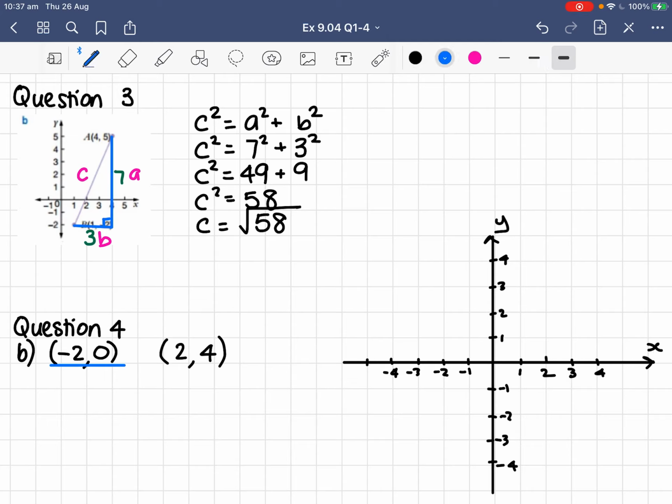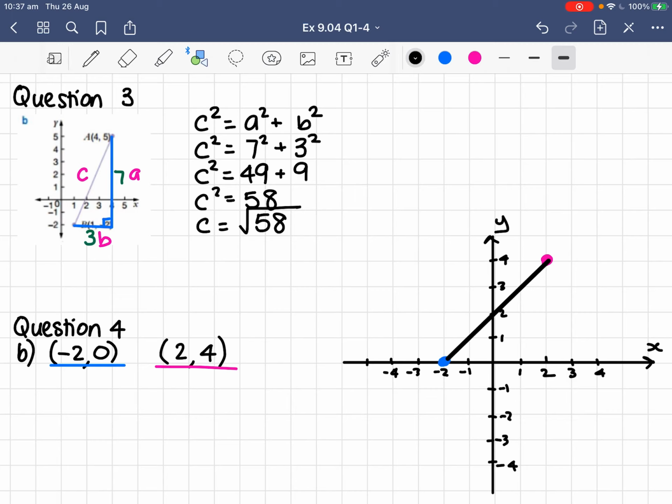So I'm going to plot my points. So -2, 0. We start at the origin, we go across to -2 for our x, and then for our y it's 0, so we just stay there. So that's our first point. And then our second point is 2, 4. So we start at the origin, we go across 2 in our x, and then up 4 in our y. So it will be the point here.